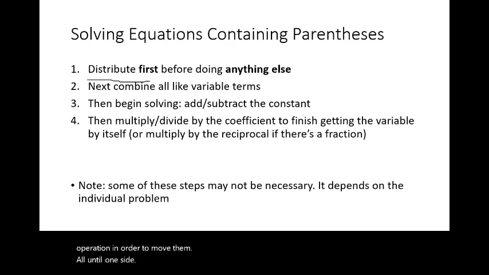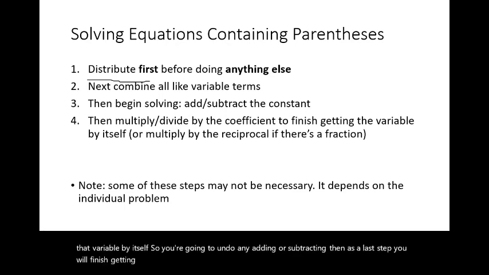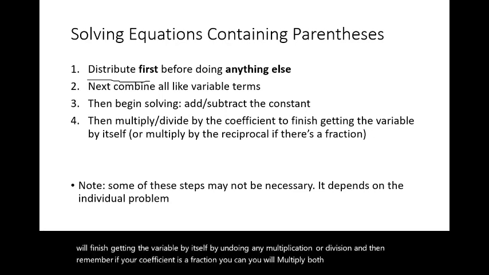Then, once you have only one term that contains a variable, you're going to begin getting that variable by itself. So you're going to undo any adding or subtracting. Then, as a last step, you will finish getting the variable by itself by undoing any multiplication or division. And then remember, if your coefficient is a fraction, you will multiply both sides by the reciprocal.